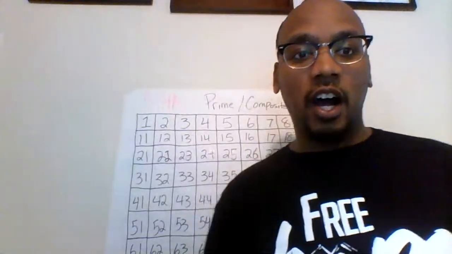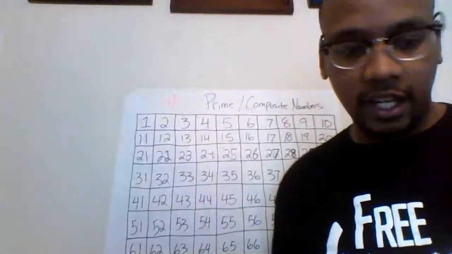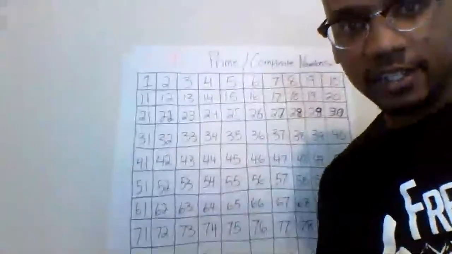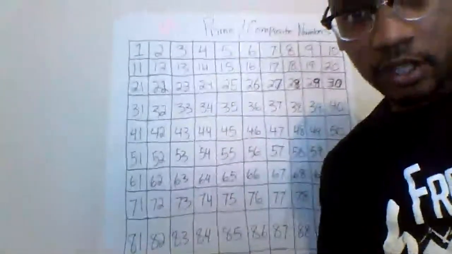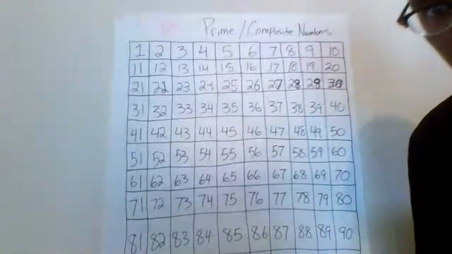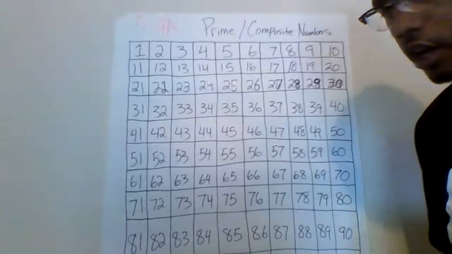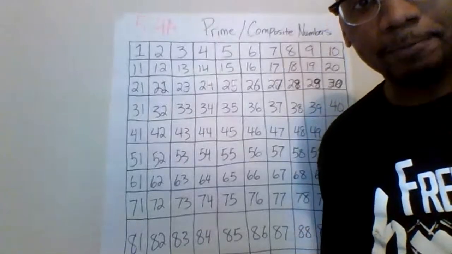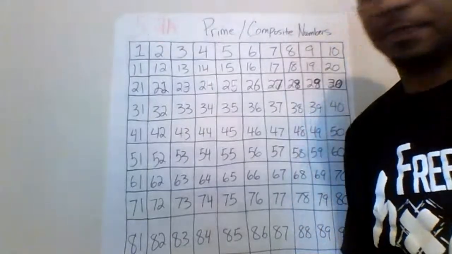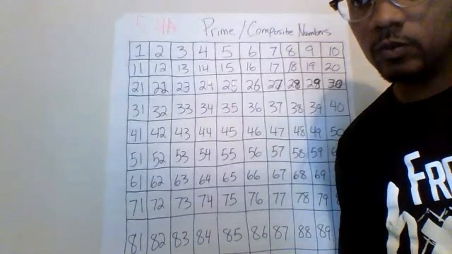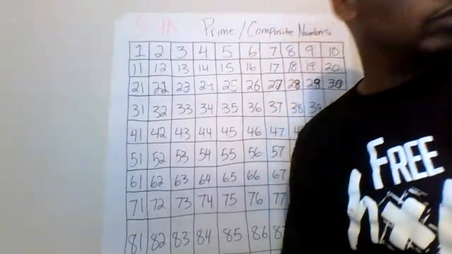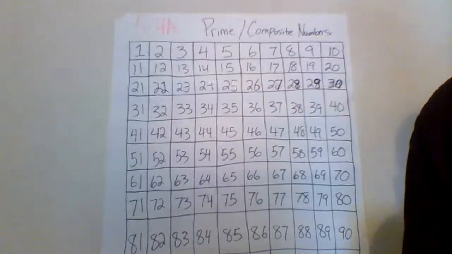But yeah, we're doing prime and composite today. We're going to do a hundreds chart, just like we did in my class. You already did this, and I think Miss Harris and Mr. Lopez did it. But this is a hundreds chart, the chart all the way to 100, and we're going to cross out prime and composite numbers. So let me grab my marker.